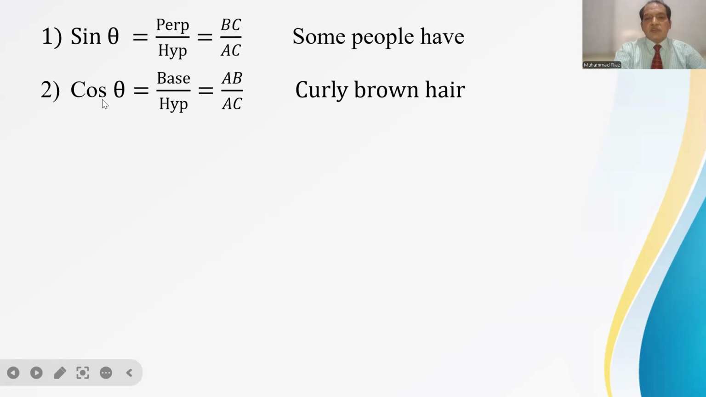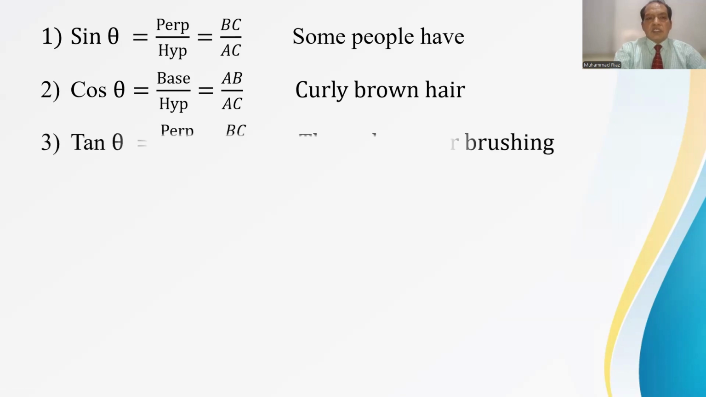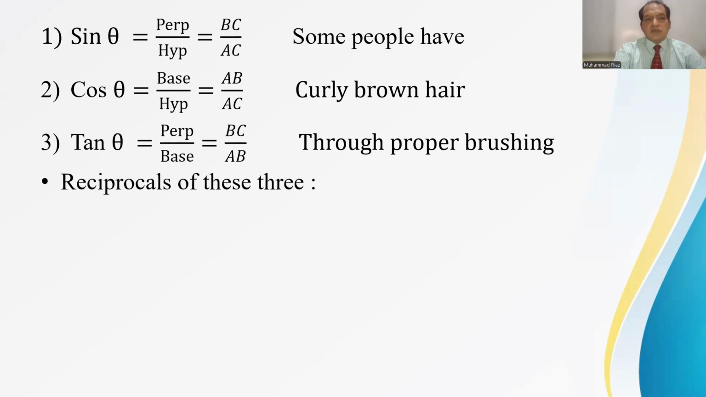Now the second trigonometric ratio, cos theta: Curly Brown Hair, which you have already learned in a previous class. Cos theta is base over hypotenuse. The third main trigonometric ratio, through the formula Through Proper Bushing, tangent theta is equal to perpendicular over base. These are the three main trigonometric ratios.